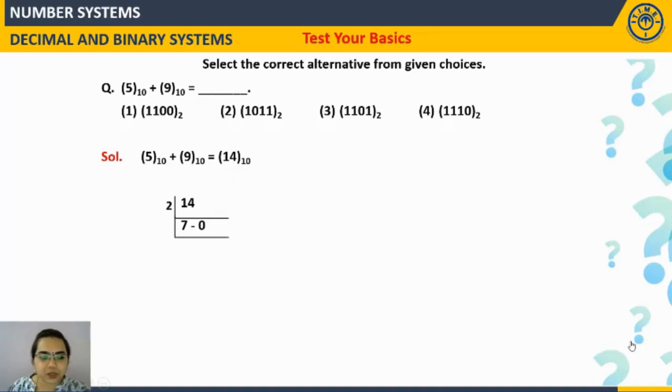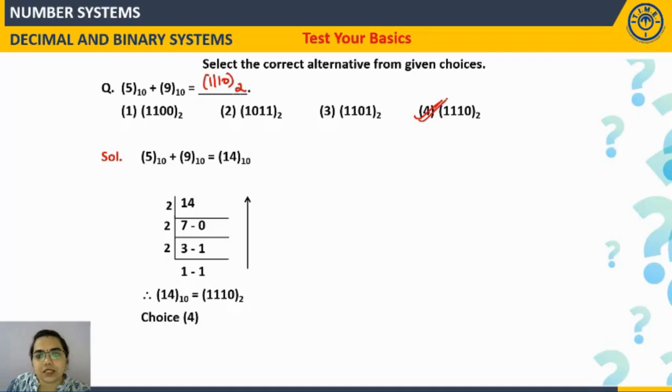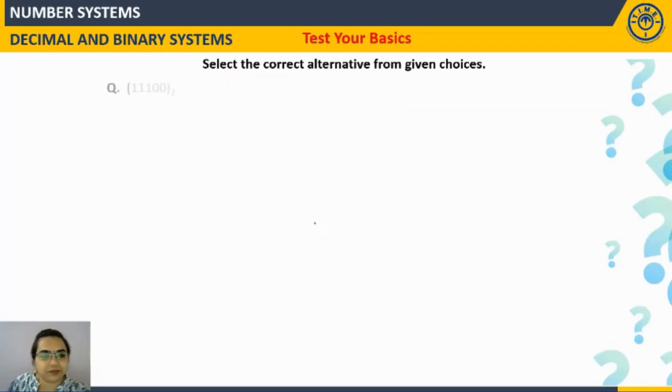Now again we divide it by 2. So 2 3s are 6, remainder is 1. Okay, again divide 3 by 2. So 2 1s are 2, remainder is 1. Yes, so now what are we going to do? We'll write down the quotient, that is 1, and all the remainders. So 1 1 1 0. Yes, so the equivalent of 14, which is in decimal, is equal to 1110 to the base 2. You can see the answer is present in the choice 4. Now, isn't this really easy? Alright, let's see the next question.